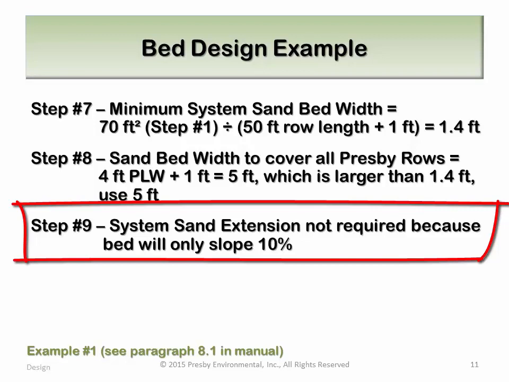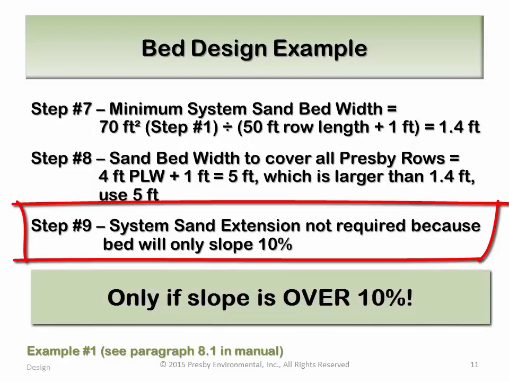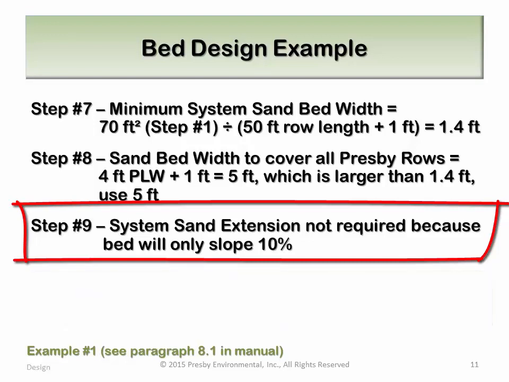Because the sand bed width in our example needed to cover all the rows was larger than the width needed to satisfy our area requirement, no sand extension is needed. There is one other consideration, and that is the slope of the field. The manual requires a minimum 3-foot system sand extension on the downslope side of beds sloping over 10%. Because our system is only sloping 10%, we don't need this additional sand.